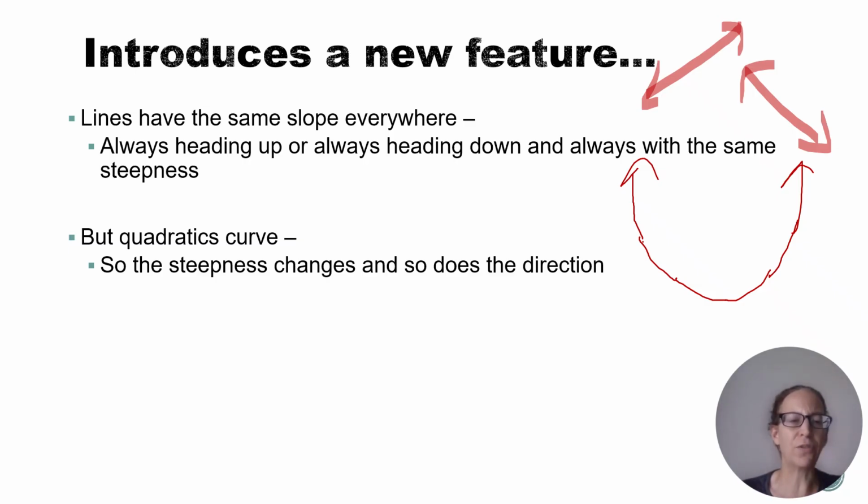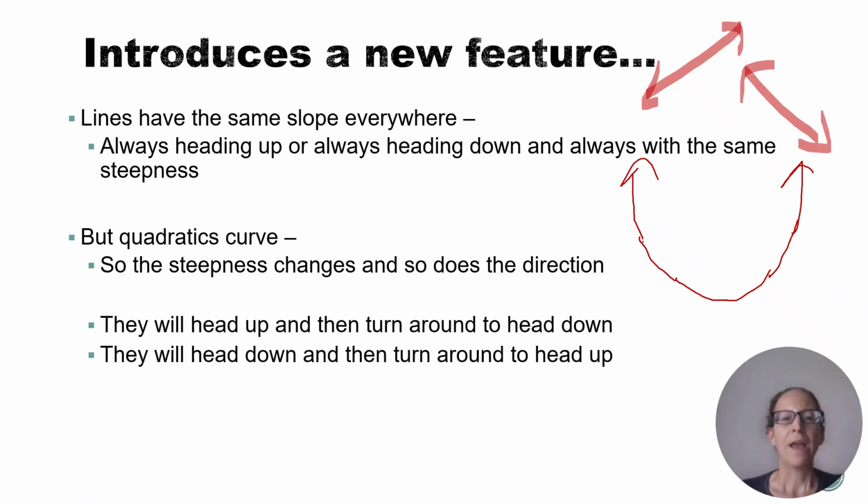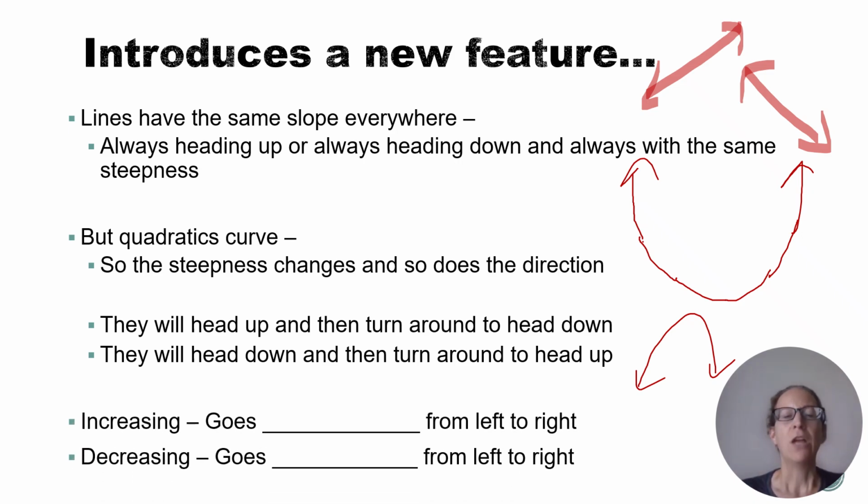Now that introduces some new vocabulary. They're going to head up and then turn around and head down. That would be like this kind of parabola, or they're heading down and then they turn around and head up. And where that changes direction, that maximum or minimum point, determines when it goes from being increasing to decreasing or vice versa. That's our new vocab.